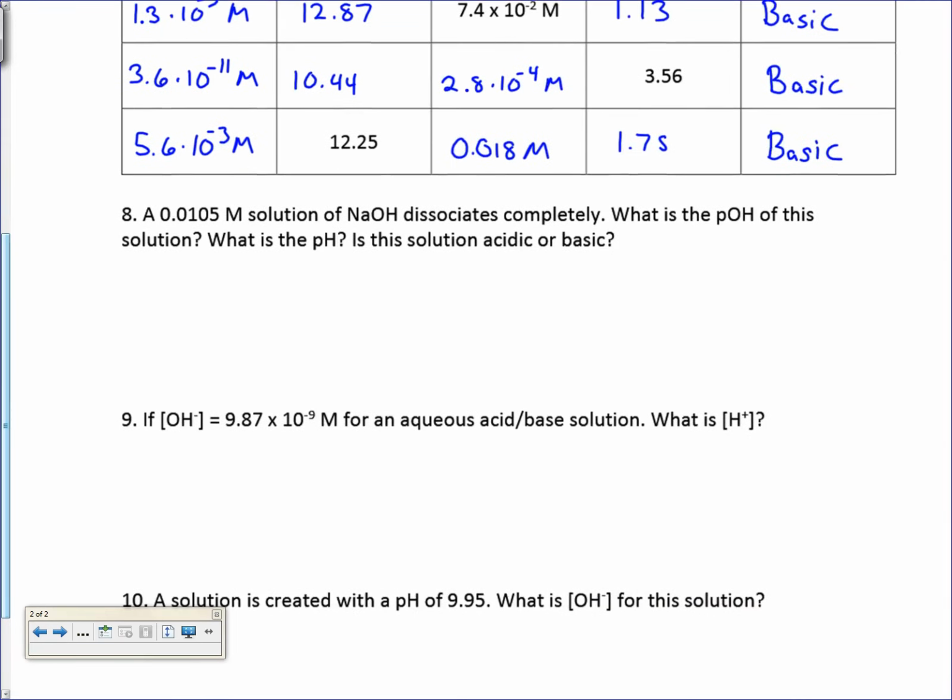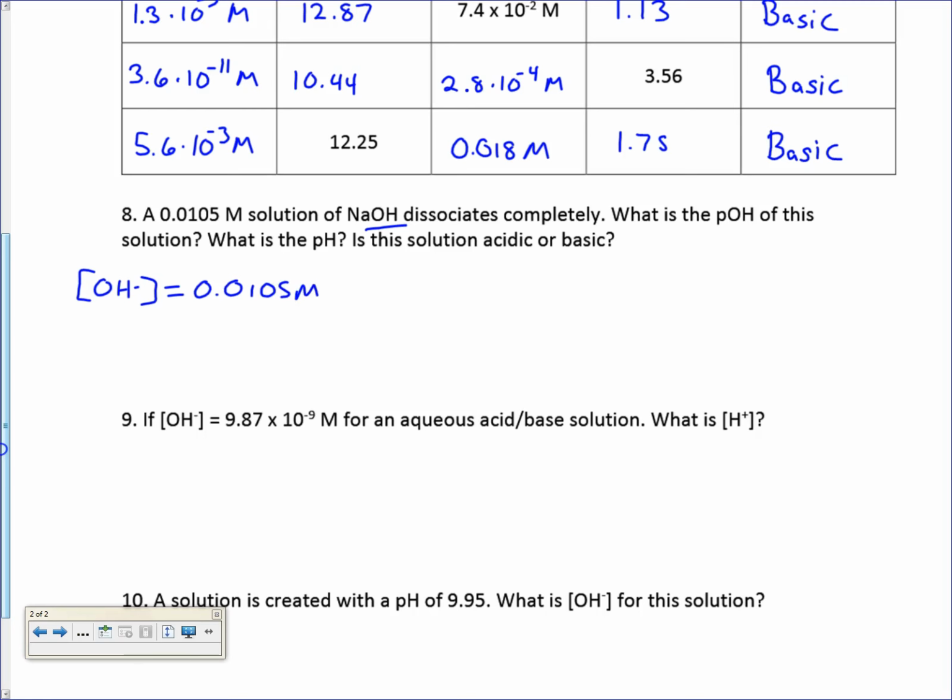Question number 8. I think actually if you handle that table, these other 3 questions are not too bad. Some of them are two-parters, but it's not too difficult. So this first one, it gives you a molar solution of NaOH, and it says it dissociates completely. You have to identify that it's talking about NaOH. We have a base here, and all of that 0.0105 molar is going to be in OH concentration. So we know the concentration of OH minus equals 0.0105 molar.